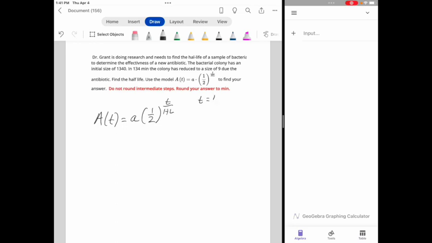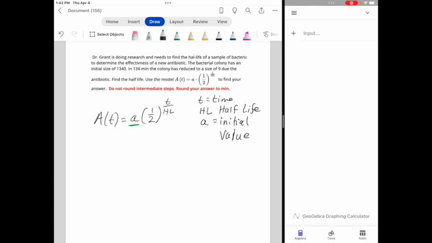The T represents time. The HL is the half-life. So that's what we're going to be solving for. And the A that's in front here, that's our initial value. You may see it labeled in other books with different variables, but whatever's in front there, no matter what the notation is, the number in front should be your initial value.